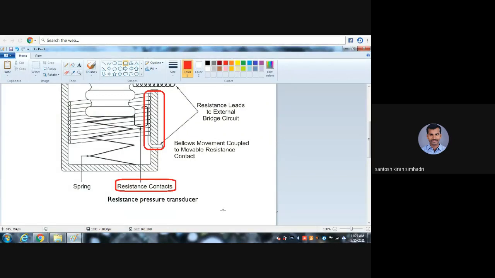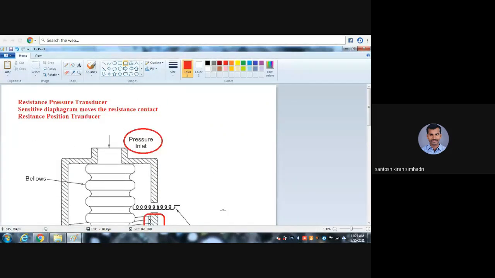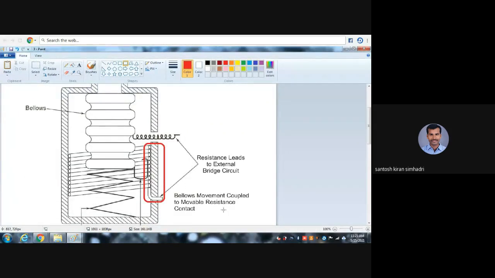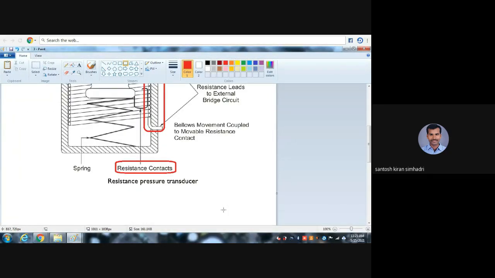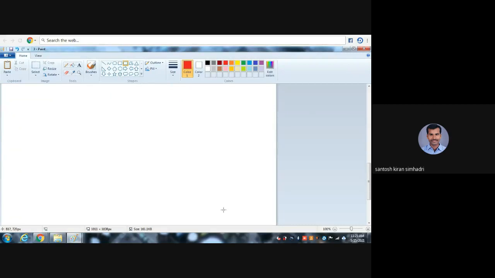What happens internally? There is a pressure inlet and bellows are there. Resistance leads to an external circuit, and finally movable resistance contacts are coupled. Then what is next, sir? There is an extension. What is that extension? I will explain it. Give me some time.